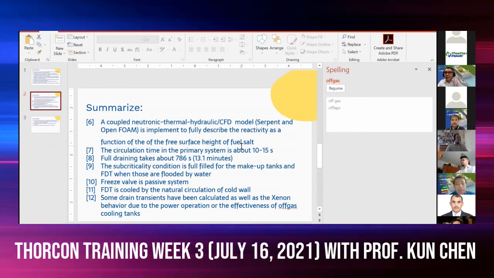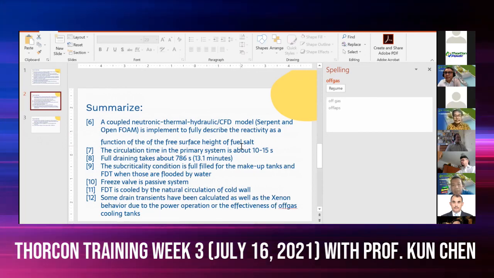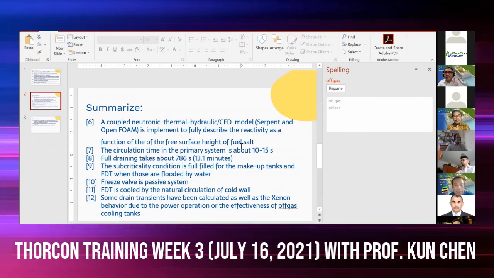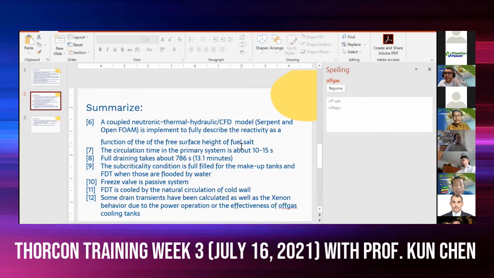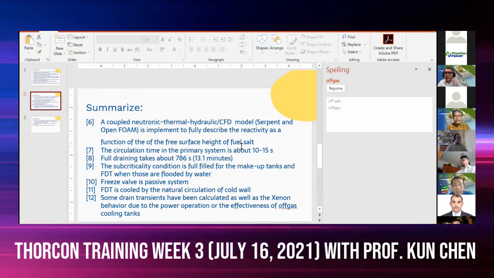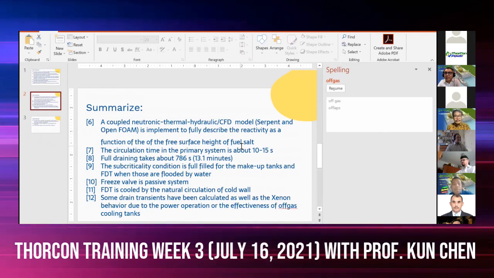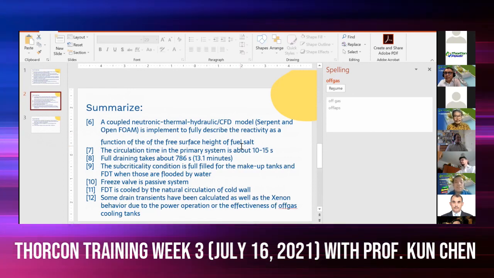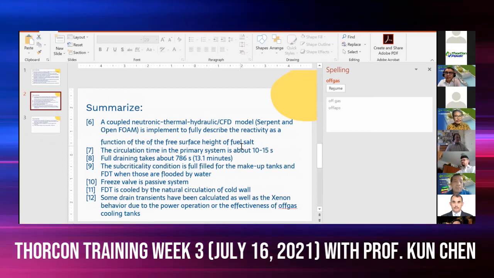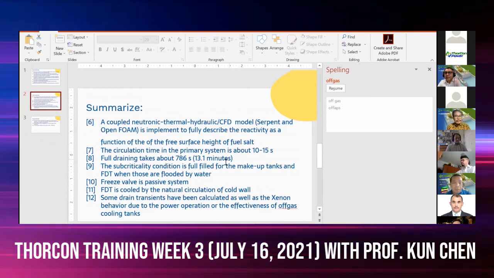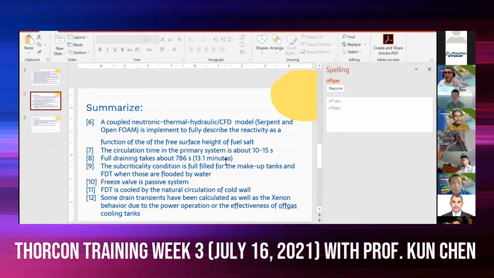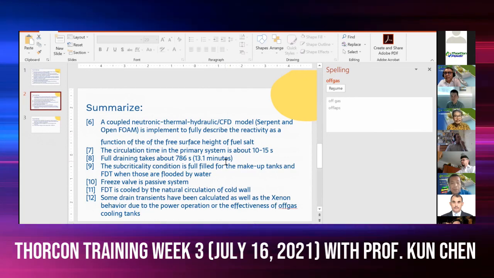The circulation time in the primary system is about 10 to 15 seconds, and full draining takes about 786 seconds, or about 13.1 minutes. The subcriticality condition is fulfilled for the makeup tanks and then FDT when those are flooded by water. Freeze valve is a passive system. FDT is cooled by natural circulation of cold wall.